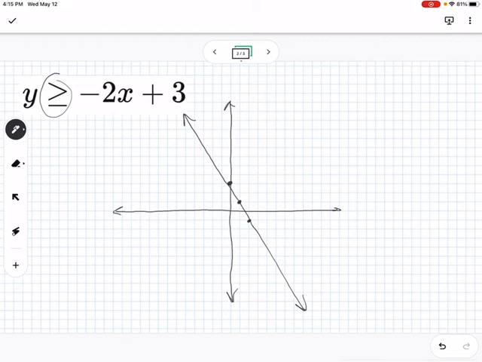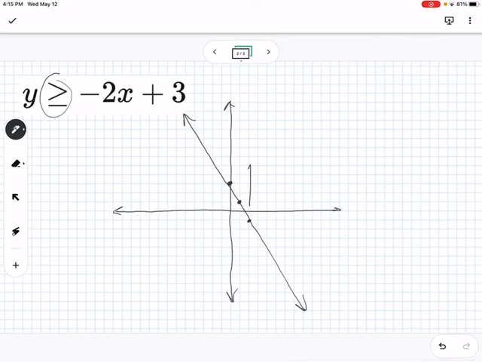And in this case, this line divides our coordinate plane into two areas. Everything above or to the right and everything below and to the left. So the question is, which is it? Well, because it's a greater than, we're looking for all the values of y that are bigger than that function. So we're looking at everything above this line.